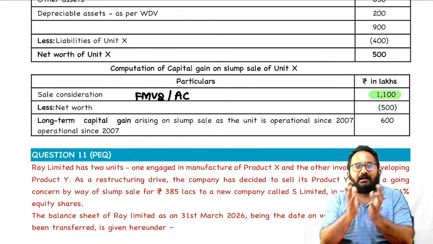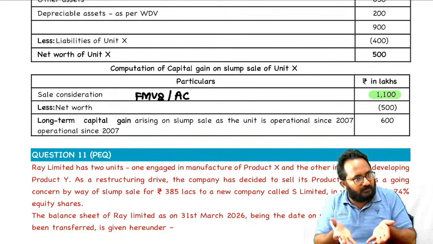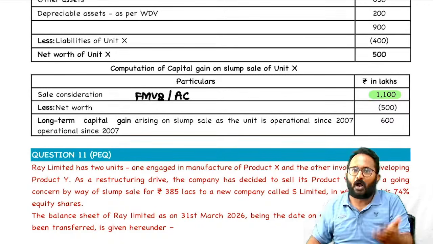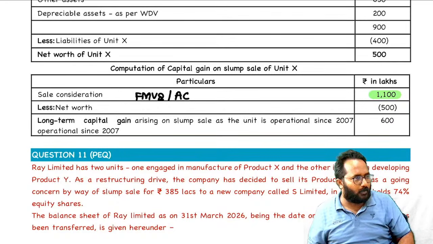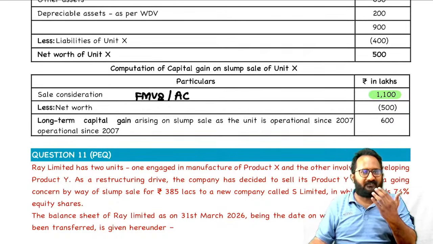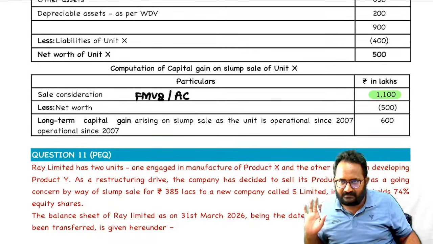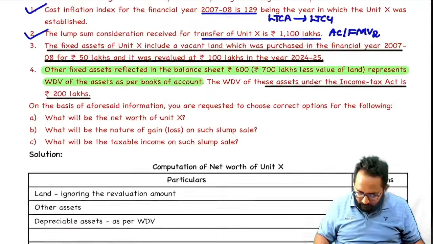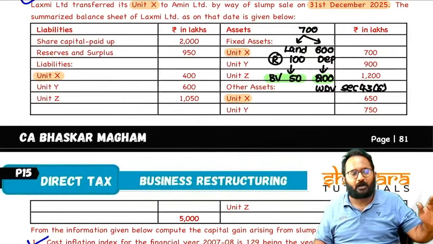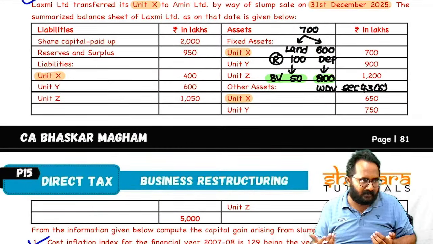But for land, which value do we need? SDV. In this question, did they mention it or not? Not mentioned. That's why we can't compute it. So we can take whatever FMV2 is given as the actual consideration. That is only the sale consideration. Now, next one. We can do the net worth computation: sale consideration minus what? Net worth.